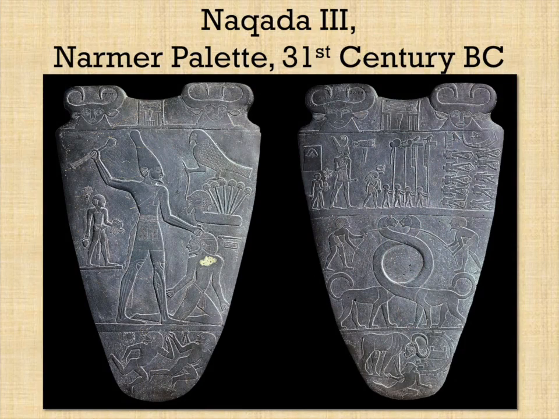This is from the Naqada III period, which is the 31st century BC, and this is one of the earliest pieces of art that we can really see and identify without any question as being Egyptian. We can see many cultural elements that remain consistent throughout all of the dynasties of ancient Egypt. We can see the crown of Upper and Lower Egypt. Let's take a closer look.